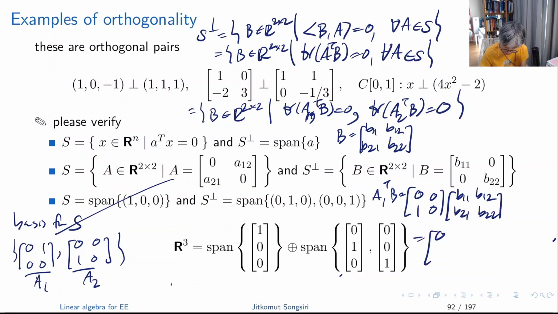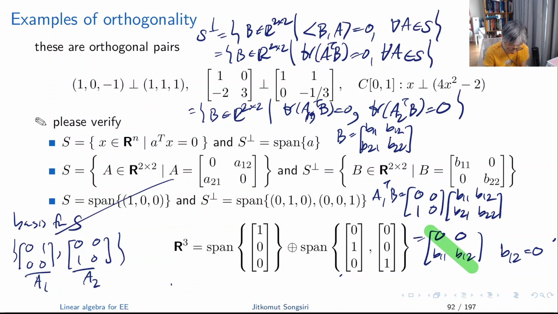So that's going to be 0, 0. That's going to be B11, B12. And then when I take the trace, what do I get? I get B12 equals 0. Okay. I hope you do the same.